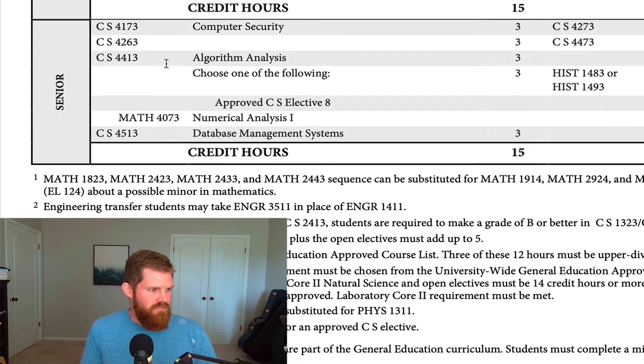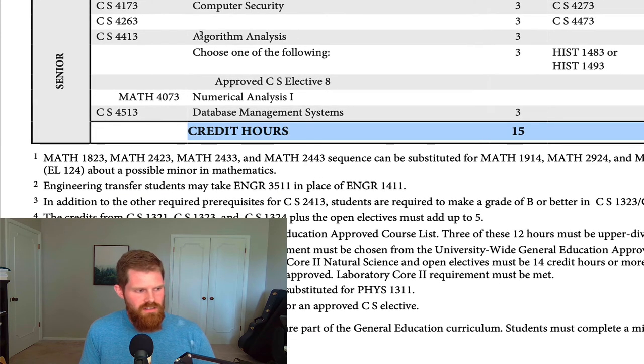Okay, moving on to the final year, senior year first semester, we have computer security, algorithm analysis, and database management systems. Computer security was not a course when I was there. I did look up the syllabus, and it looks like it is based on the basics of cryptography and how to exchange and store secrets and keys in a way that's secure. So that's interesting that that's now a required course load.